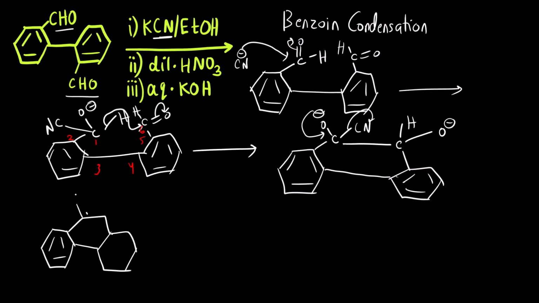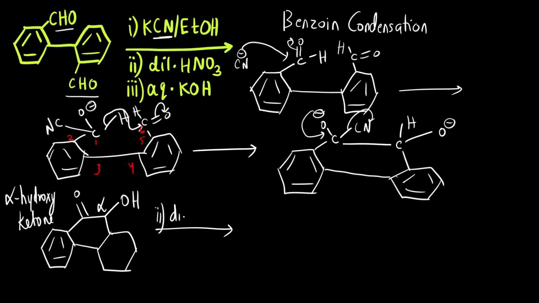So you will get a C double bond O, and here O minus will pick up an H plus ion. It will become this. So what is this? This is an alpha hydroxy ketone. That is the product. But is this the final product that we are going to get? The answer is no. Now the second one that they have given is dilute HNO3.